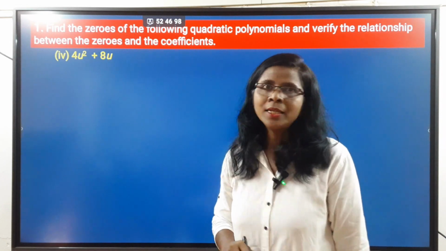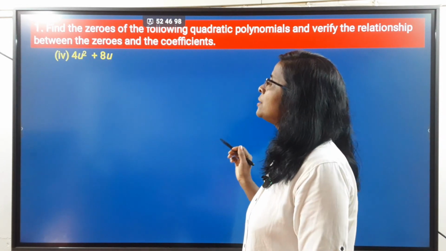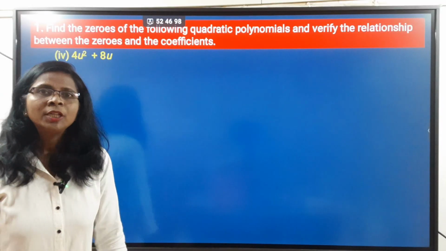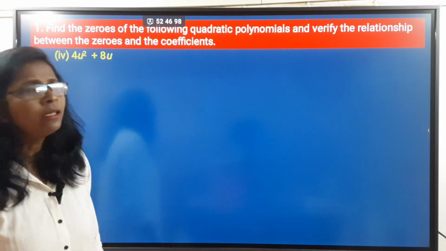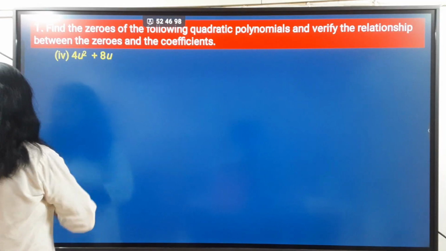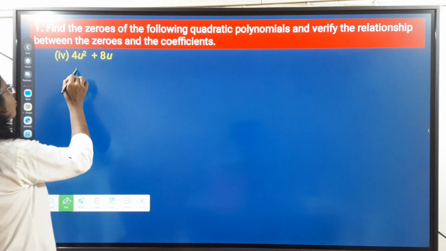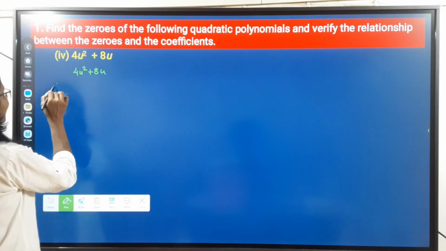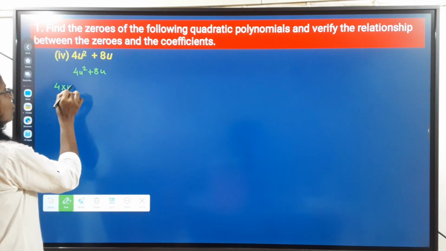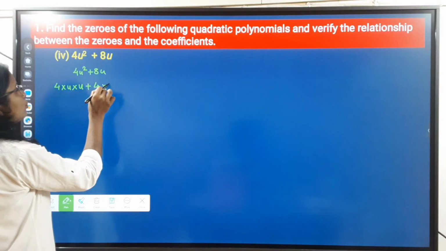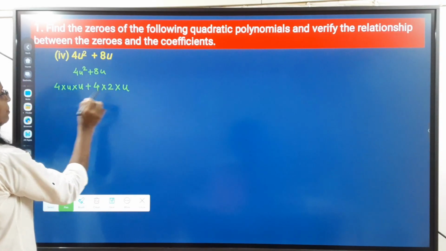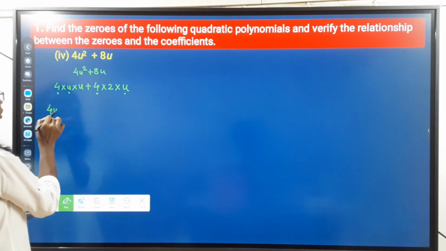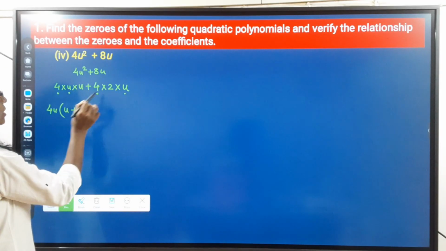Here the fourth example, 4u square plus 8u. So this is a quadratic polynomial students. First we have to find out the zeros of the polynomial. So now here first I write down that 4u square plus 8u. Now here students I factorize that. So 4 multiply u plus here 4 2s are 8 multiply u. So now here in between these two terms there is a common 4u. So 4u is the common and in the bracket we write u plus 2.